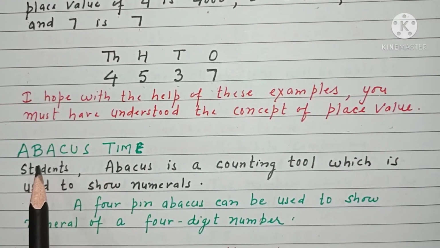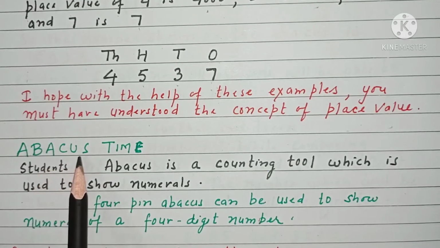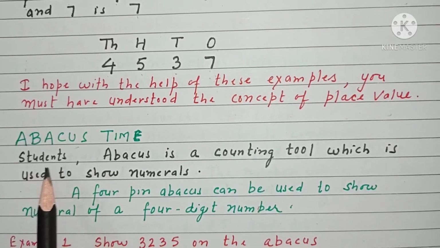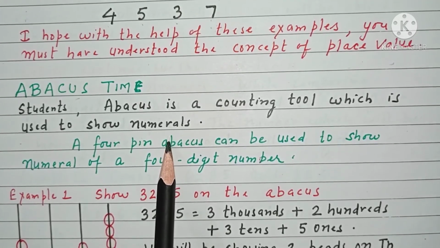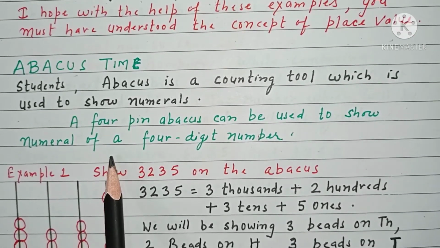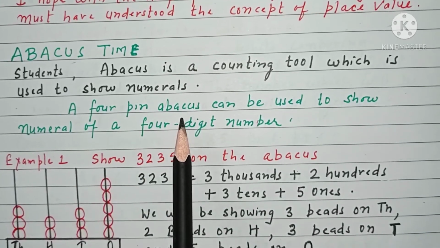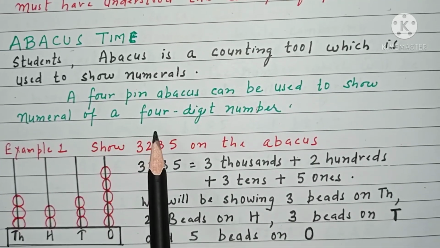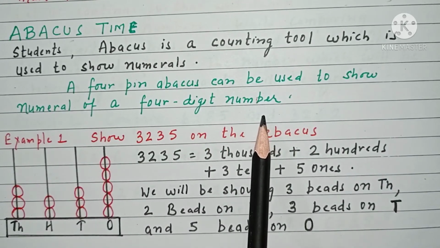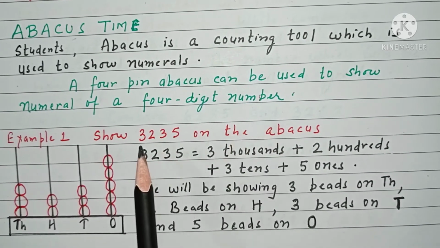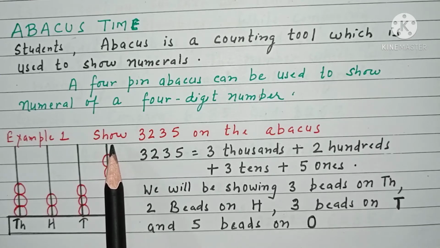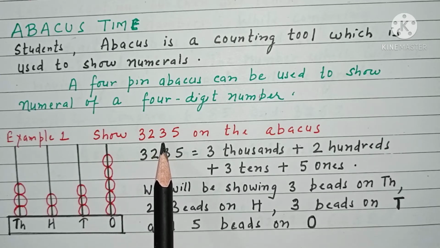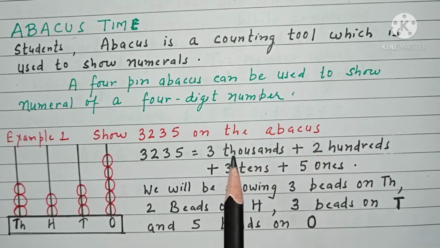Now children, we will move to learn what is an abacus. Students, an abacus is a counting tool which is used to show numerals. Now, as we are dealing with 4-digit numbers, a 4-pin abacus can be used to show the numeral of a 4-digit number. Let us learn how to show the numbers on the abacus. For example, we have to show 3235 on the abacus.